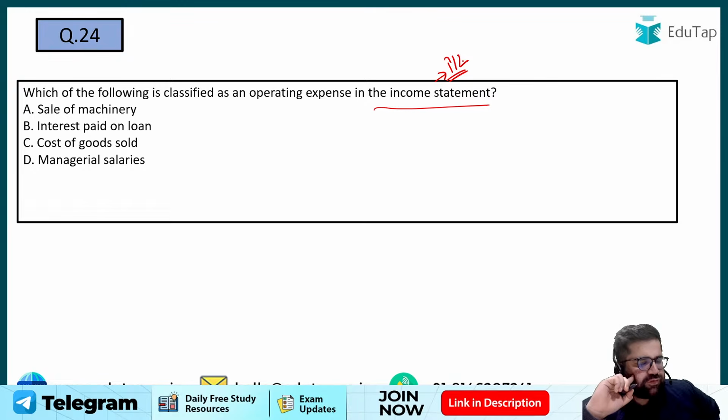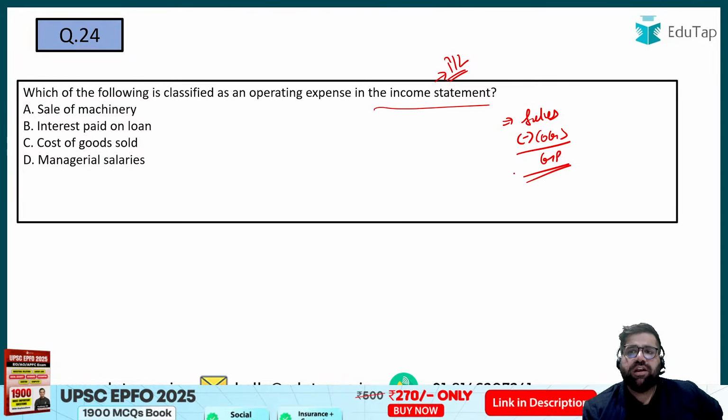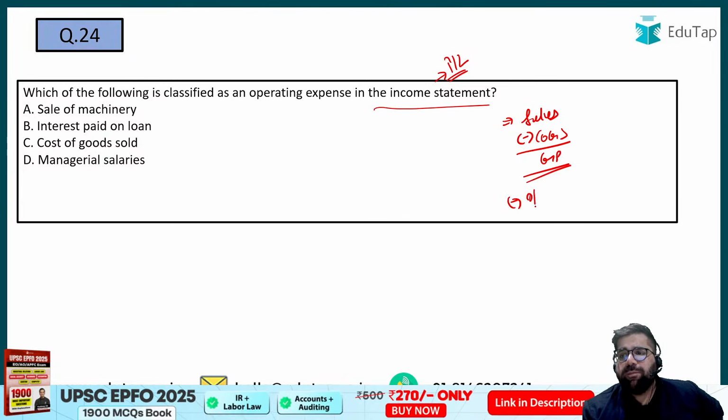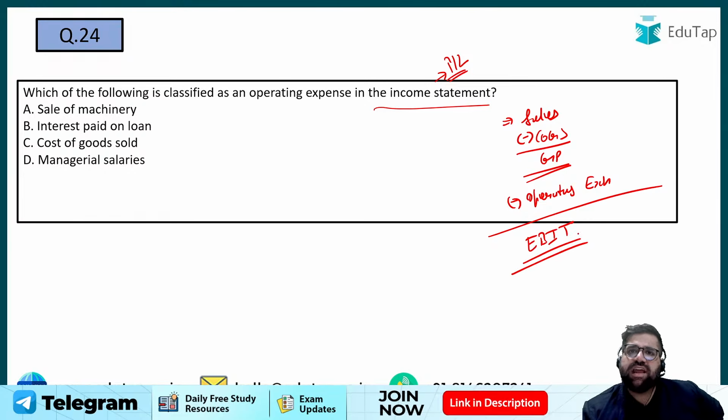Income statement is also known as profit and loss account. Now in income statement, first you have your sales, net sales, minus your COGS, then you get your gross profit. I hope you recall it. And then you deduct operating expenses from it. Then the number which you will get is EBIT, earning before interest and taxes.